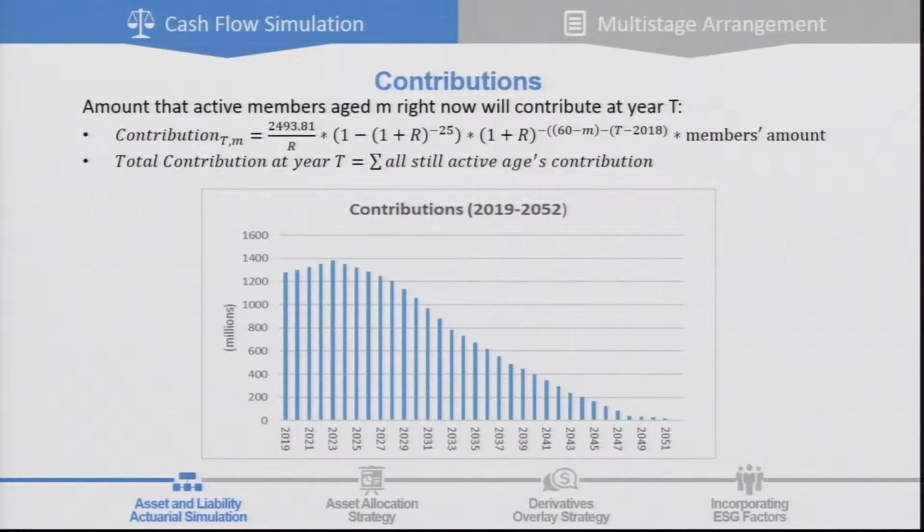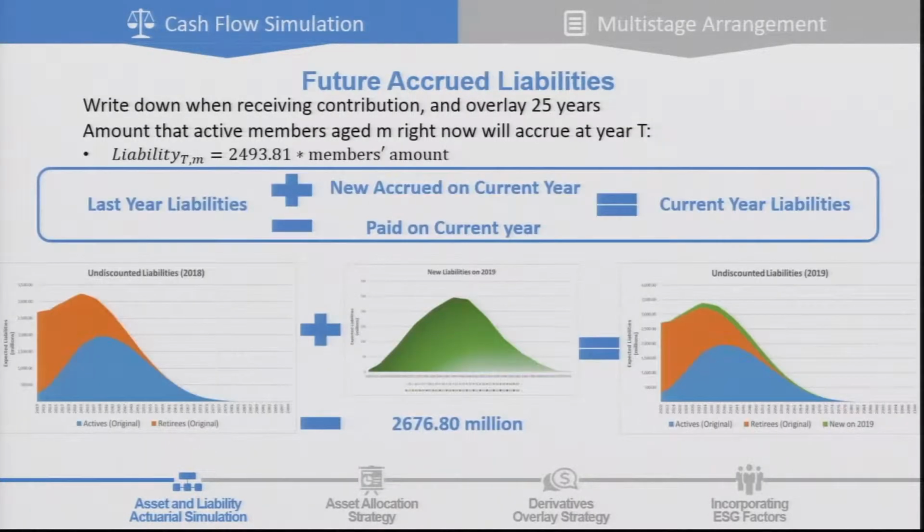We use a function provided in the case to calculate contribution of different ages and sum them to get the contribution in each year. The contribution cash flow will end in 2052, when all the members will be retirees. A future liability will be written down when receiving contribution. They will distribute over a 25-year retirement period, and the total liability will roll each year according to that rule. For example, this is a liability shown in the 2018 balance sheet.